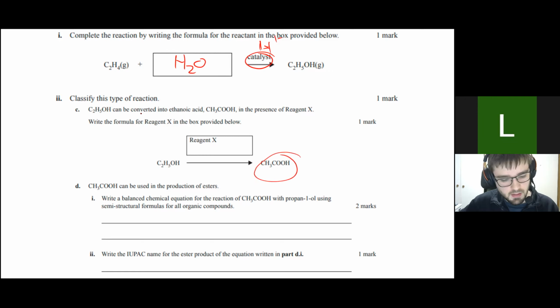So it's saying 1 reagent, so we're just going to put dichromate in there. It would be in the presence of an acid as well. All right, acetic acid can be used in the production of esters.